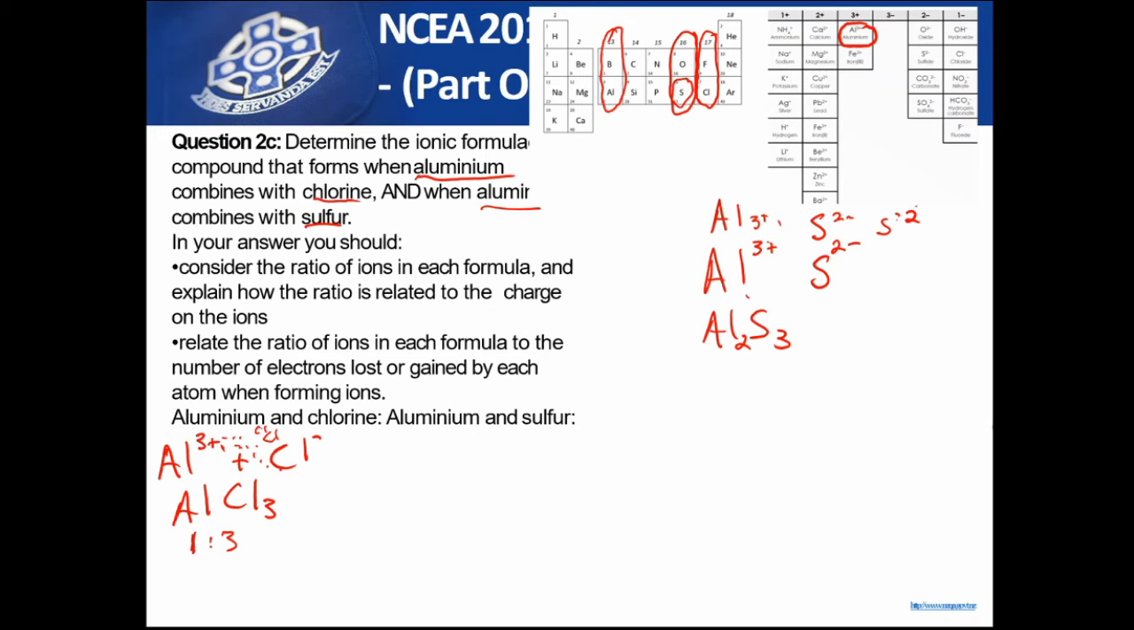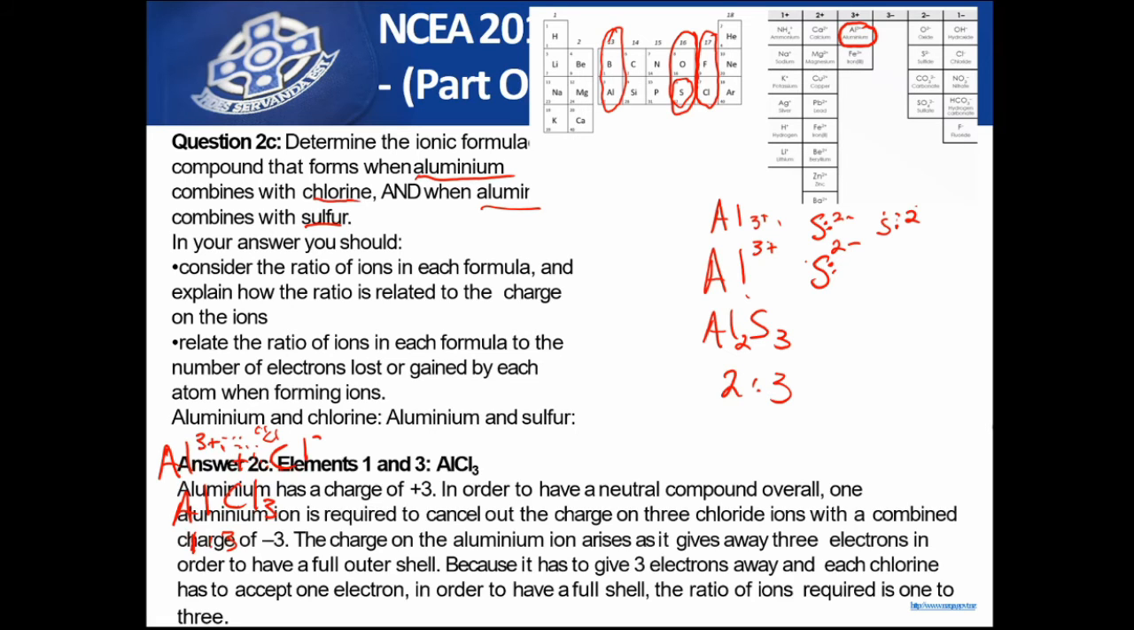So these 3 electrons up here, they go, and 2 of them will go to this sulfur. 1 will go to this sulfur. Then 2 of these will go to this sulfur over here, and the last one will go to that sulfur. So that is why we transfer the electrons, and we need a ratio of 2 to 3 to ensure that we have a balanced compound. Okay, let's read the model answer.